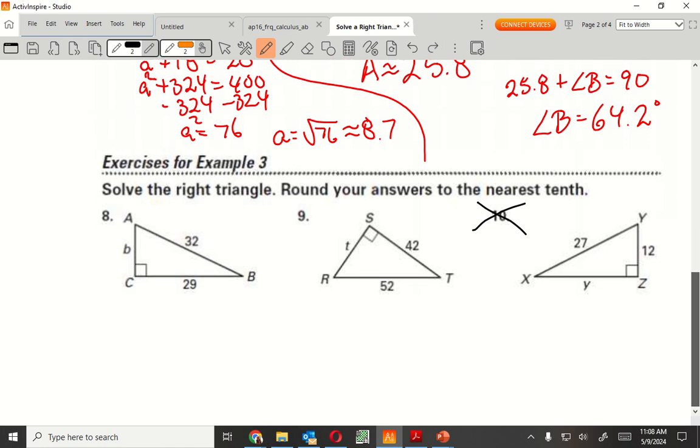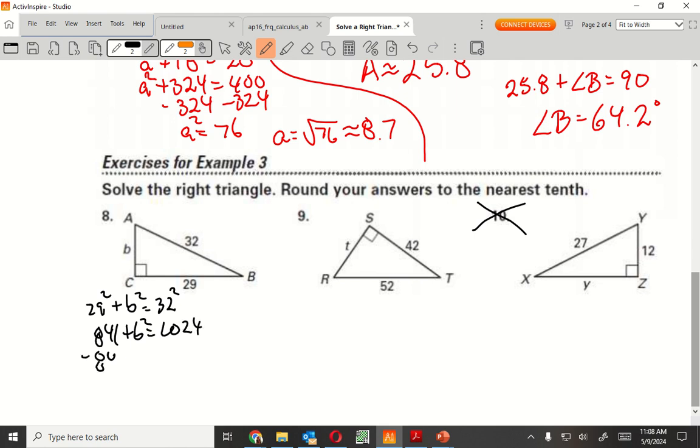Alright, so I'm going to go through and do this. For those people following along, if you notice, this one over here is my A, here's my B. So it's 29 squared plus B squared equals 32 squared. What was 29 squared? 841. Plus B squared. 32 squared is 1024.